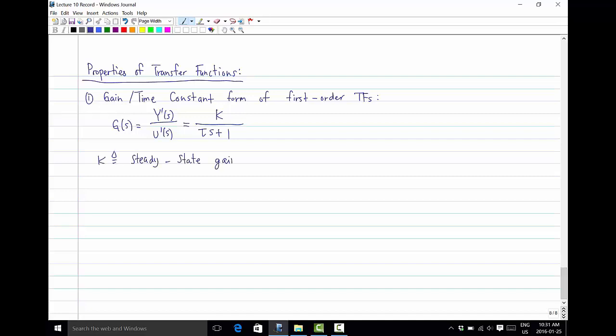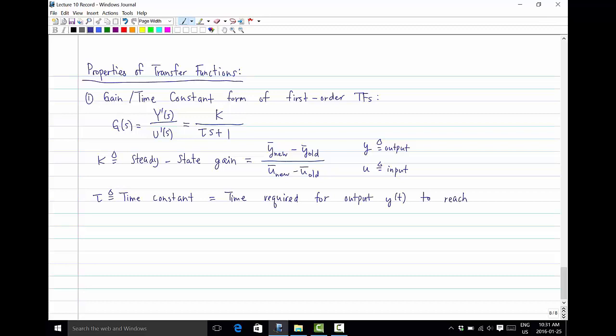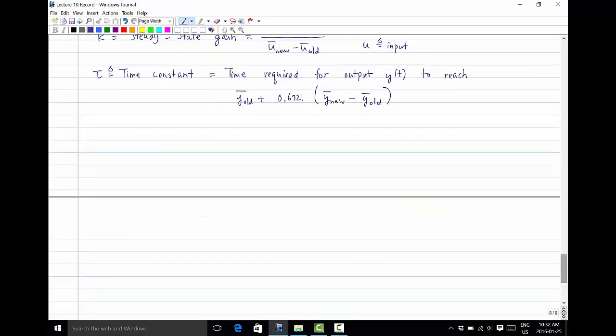K is the steady state gain represented by the difference in the old and new steady states of the output over the old and new steady states of the input. The time constant is simply the time required for the output y of t to reach a value of its old steady state value plus 63.21% of the difference between the new and old steady state values. This is represented in the following plot.